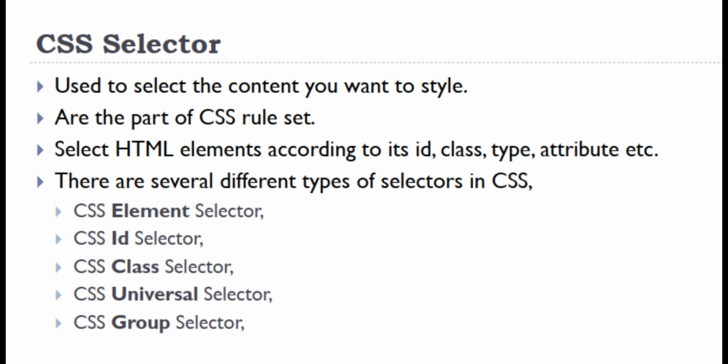CSS selectors are used to select the content you want to style. They are part of the CSS rule set and select HTML elements according to their ID, class, type, attribute, etc. There are several different types of selectors in CSS: the CSS element selector, CSS ID selector, CSS class selector, CSS universal selector, and CSS group selector.